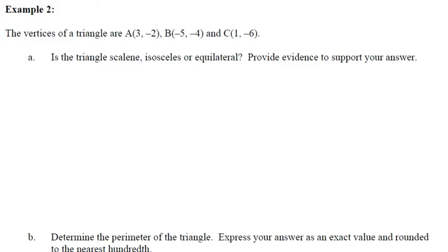Okay, let's move on. Example 2. The vertices of a triangle are A (3, -2), B (-5, -4), and C (1, -6). Is the triangle scalene, isosceles, or equilateral? Provide evidence to support your answer. Okay, so how are we going to figure out what kind of triangle it is? Draw it. Yeah, I could draw it, but what good will that do?